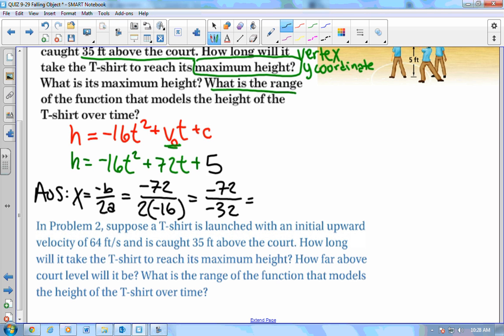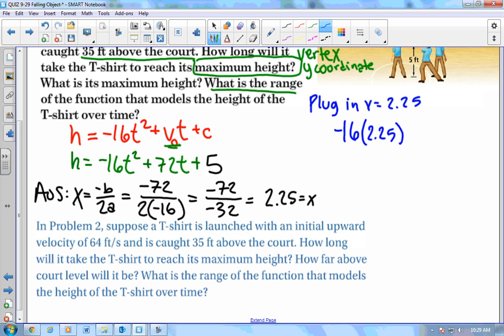You have those calculators, right? Does it come out perfectly? I don't think it comes out perfectly. Positive 2.25. That's your x-coordinate. How do you get the y-coordinate, which represents the maximum height? Plug it in. Plug in x equals 2.25, which is, the t is actually our x, right? 2.25, our x-axis in this case is time. And that would tell you your maximum height.